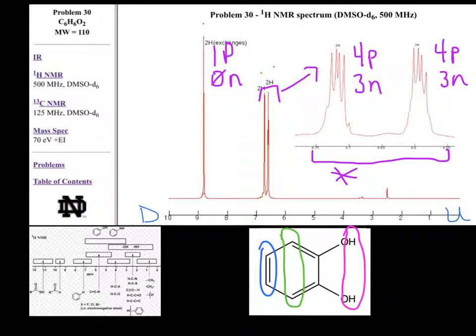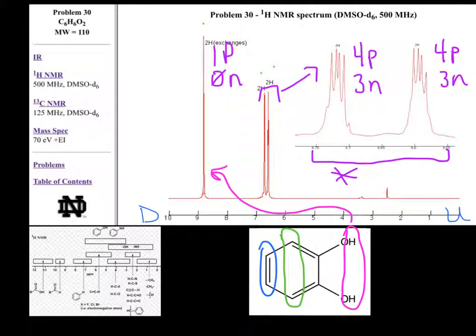So starting with the hydrogens circled in pink, we see that they do not see any neighbors. And they are going to experience a significant amount of de-shielding because they are attached to electronegative oxygens. So the hydrogens circled in pink are going to correspond to the signal most downfield.